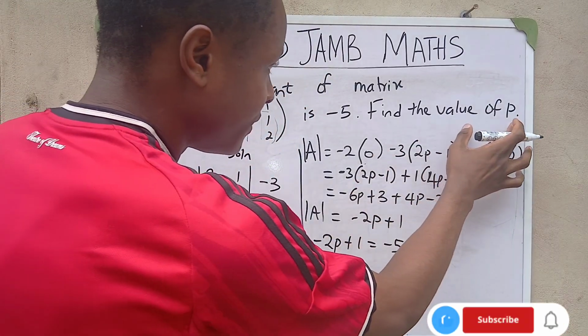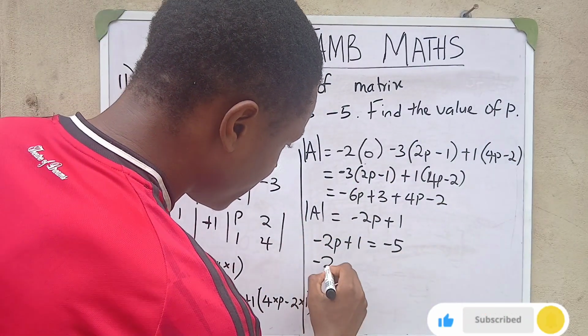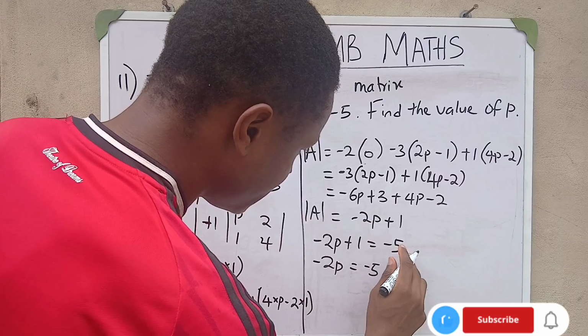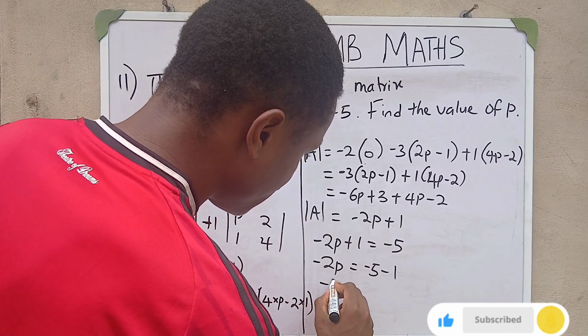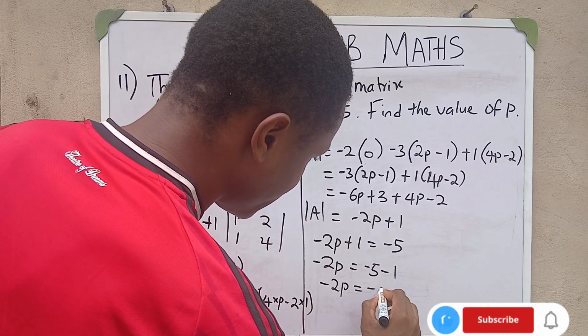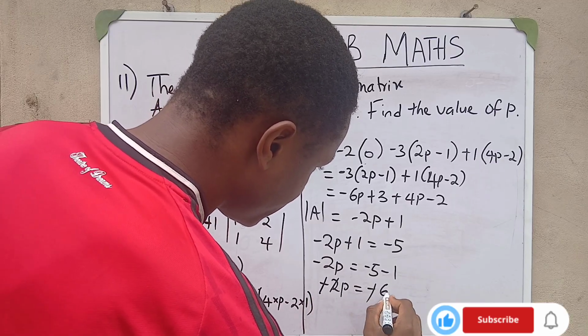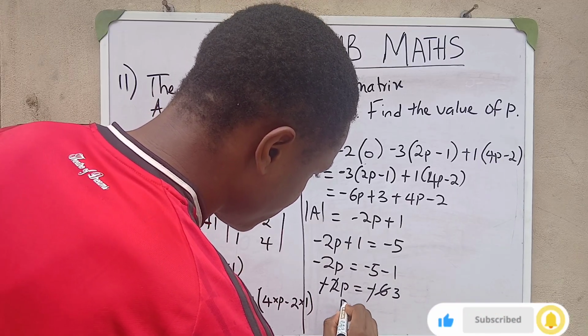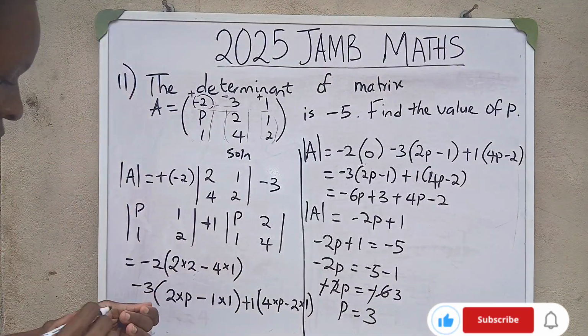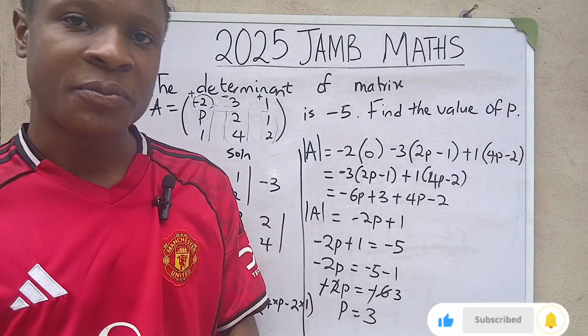So they want us to find the value of P. So we have minus 2P plus 1 is minus 5, taking this 1 over, minus 1. So minus 2P is equal to minus 6. So minus cancels minus, 2 divides here, we have 3. So our P is equal to 3. So the value of P is 3.